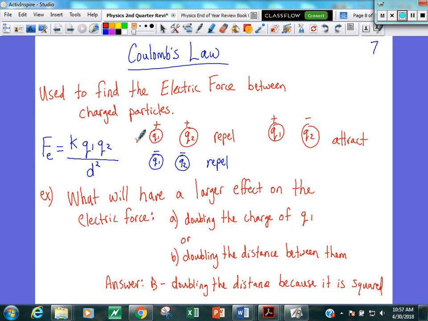Then I've given some examples over here. Q1 is positive and Q2 is positive. Guys, do two positively charged particles attract or repel each other? They repel. They're going to move apart.